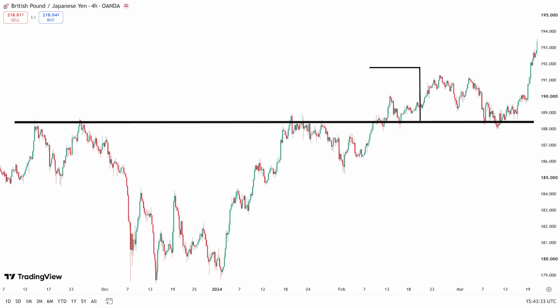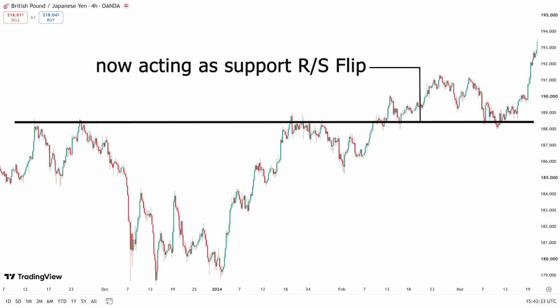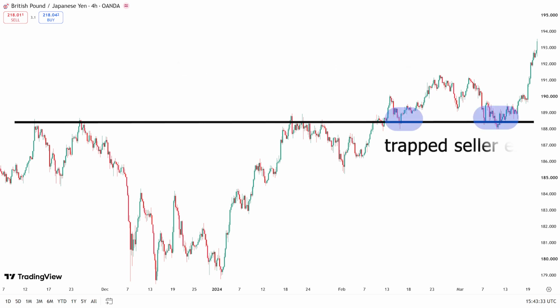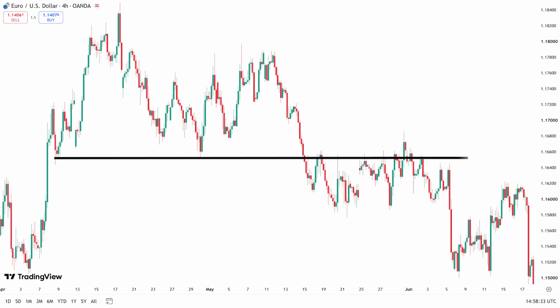Once that resistance is broken, it flips into a support. When the price retraces back down to this exact same line, old sellers are forced to cover their losses, and new buyers step in, turning that old resistance into a fresh support level. The exact same thing happens in reverse when a support level breaks and flips into resistance.